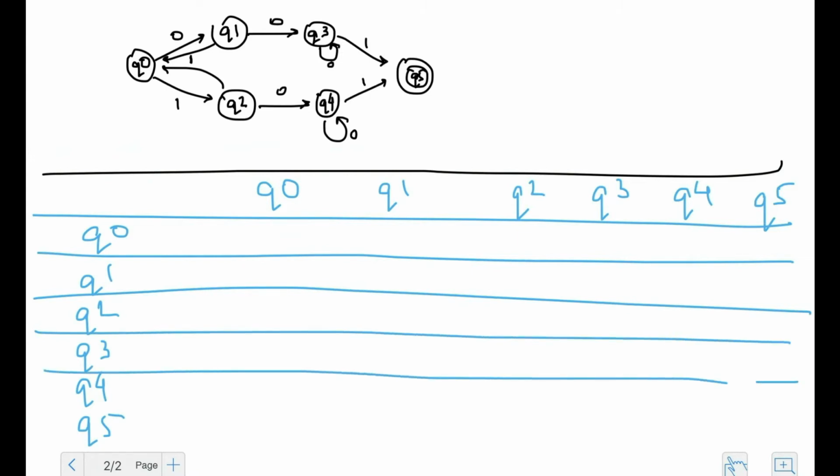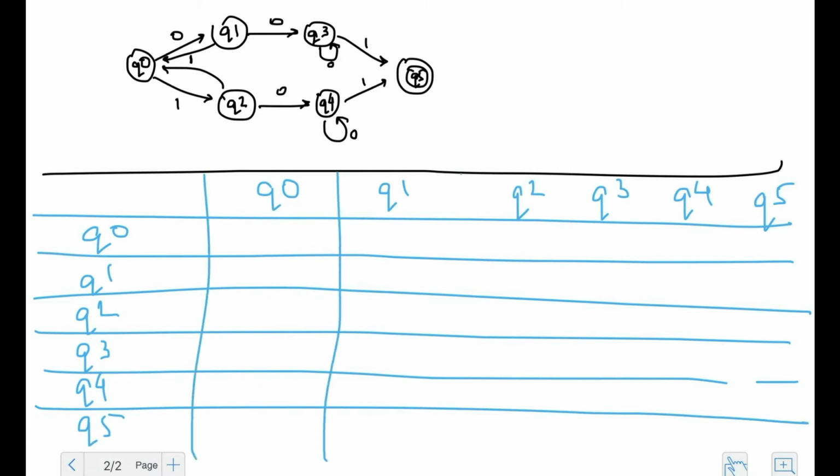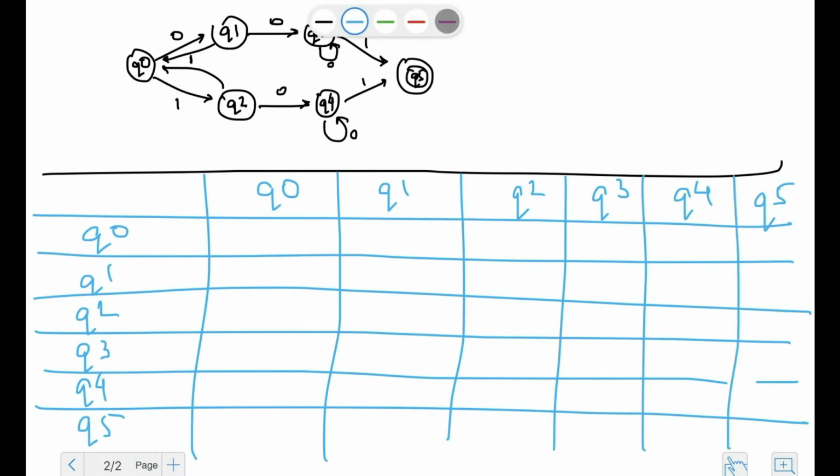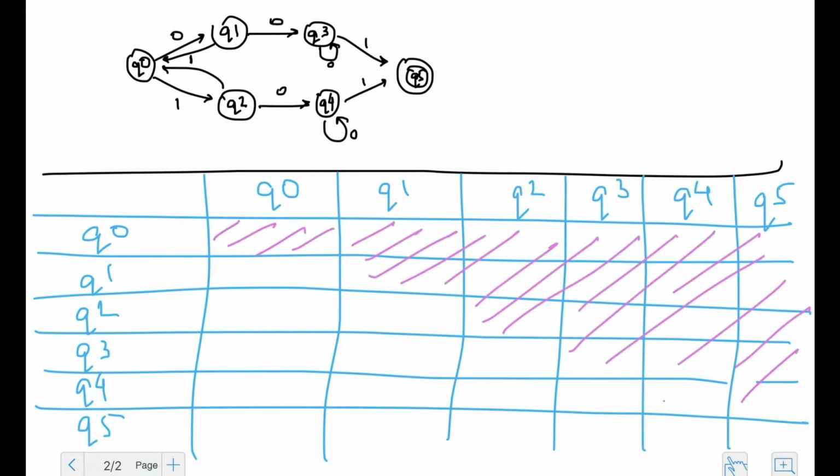I'm only going to be using half of this table because the other half is just a repetition. So let me cross that out first. I'm not going to be using this part at all, so I don't need any of this. I'm just going to be using the lower triangular part of this. And now let's start with our marking. Let's first mark that Q5 is my final state. So I've written it down there.